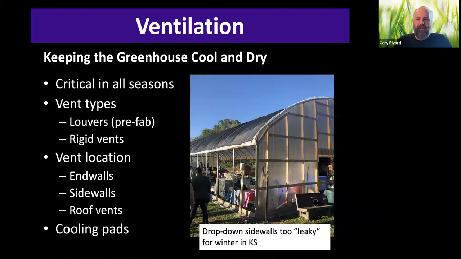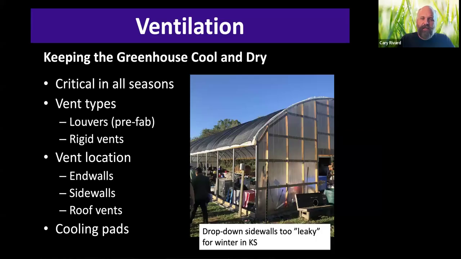Ventilation is obviously really important in greenhouses, especially if you're going to be trying to grow during the late spring and summer, right? But it's also important in wintertime, and we'll talk about that in a few minutes. There are lots of different types of vents that we can use. The most common are really shutters or louvers, like metal shutters, or rigid vents. So those are the two main ones that we're going to talk about today.